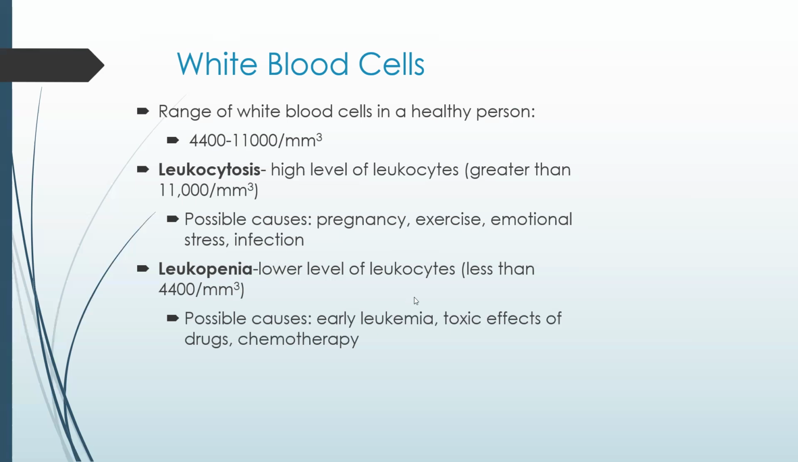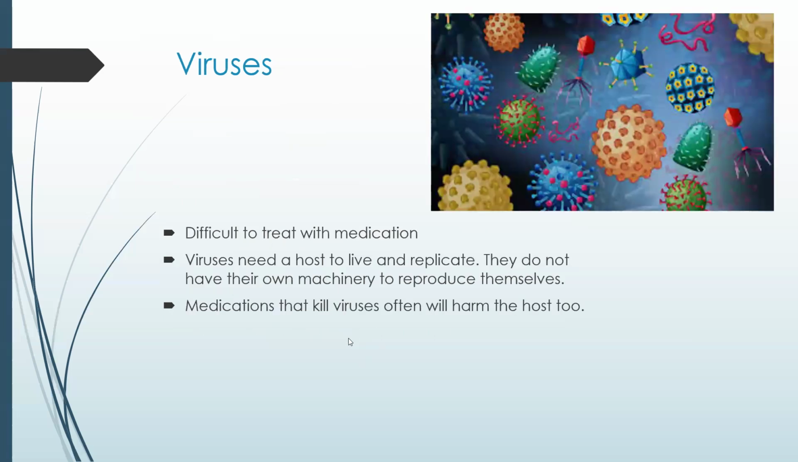Leukopenia, lower levels of leukocytes, would be under 4,400. And of course, then they'd be worried about something toxic. Maybe you're taking chemotherapy or getting cancer treatment and it suppresses your white blood cell count. And of course, also early leukemia. So that's just a very quick, very brief overview of the composition of the blood.